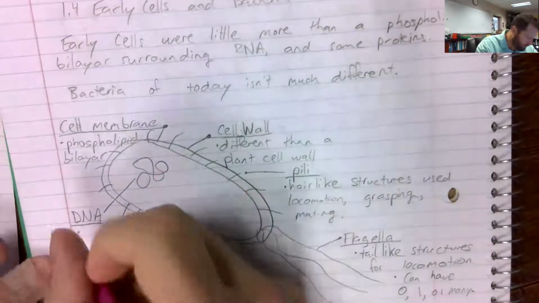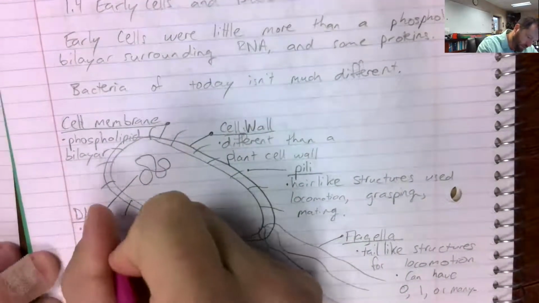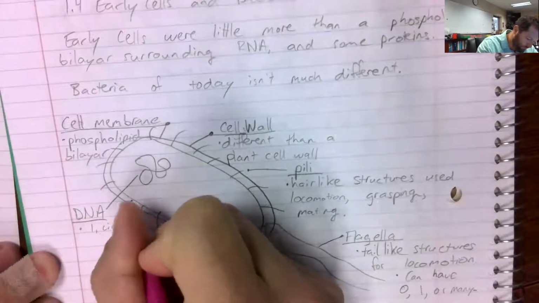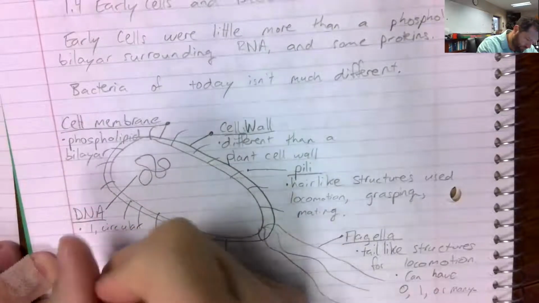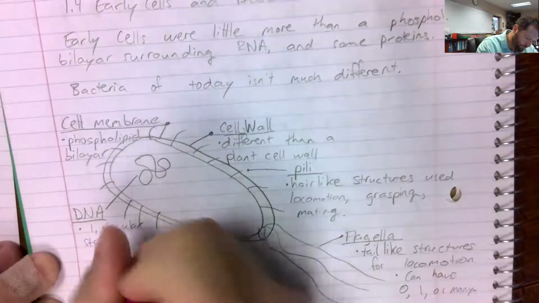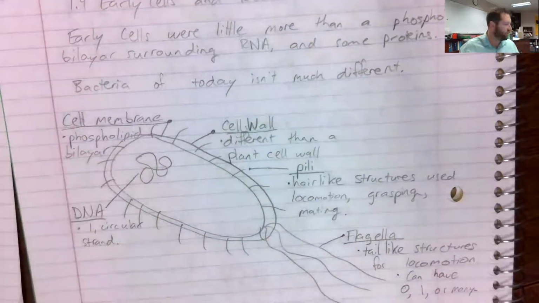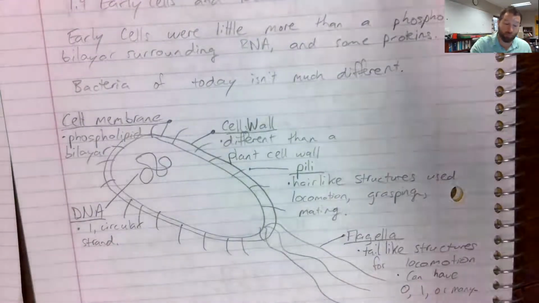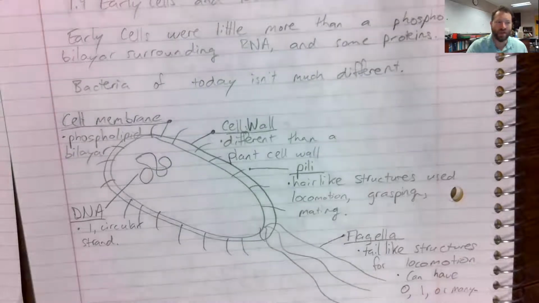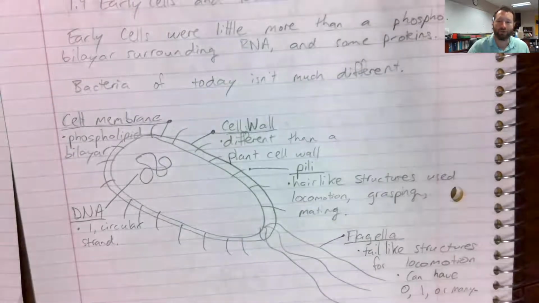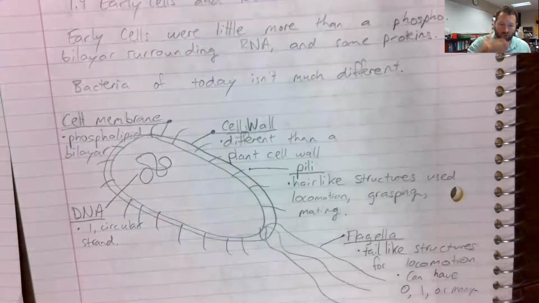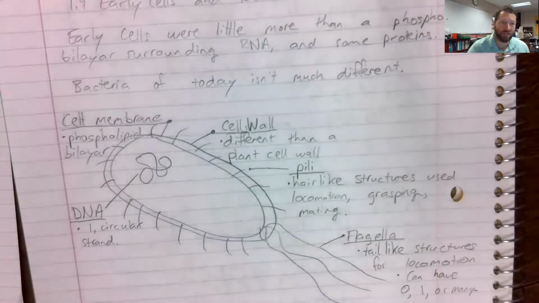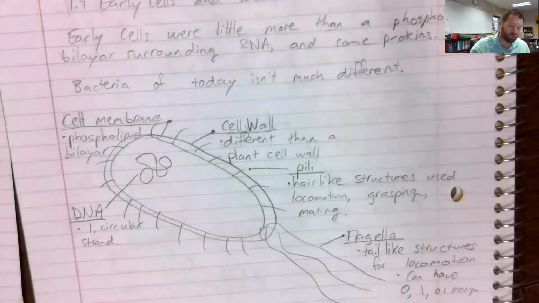But something to note about the bacterial DNA is that it's one circular strand of DNA. People, eukaryotic cells, animals, we tend to have several long strands. There's a beginning and there's an end to our DNA. There's a top, there's a bottom. Bacteria tend to have a circular DNA.